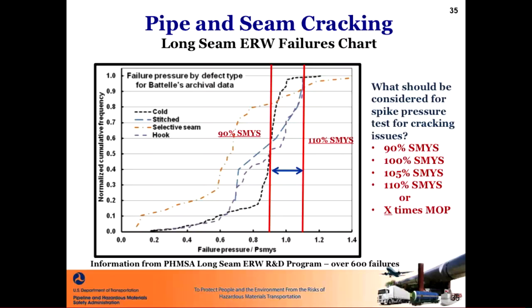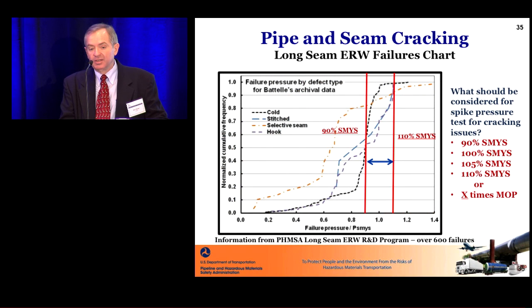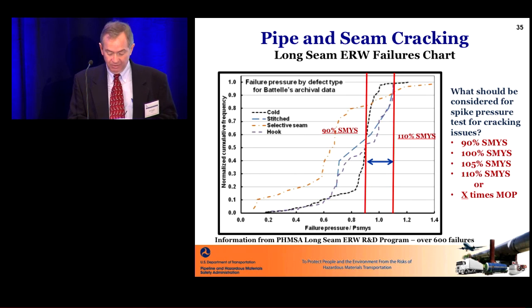You can see at 90% SMYS, you're only getting about 50% of your seam defects if you're only doing a 1.25 test. And it goes up to 110% SMYS, where you would get 99% of your defects in your test pressure. Again, this is going back and looking at over 600 failures. You can go on our R&D website and see this. If anyone hasn't looked at it or would like to know, send me an email. I'll gladly give you a link to it.